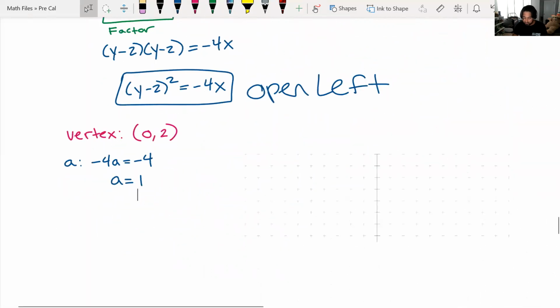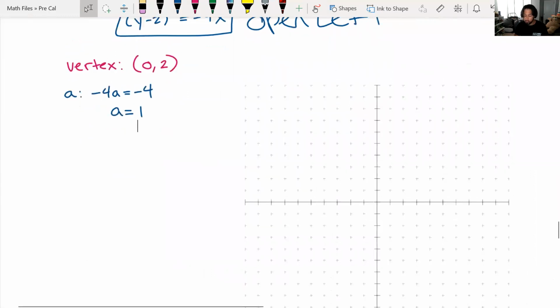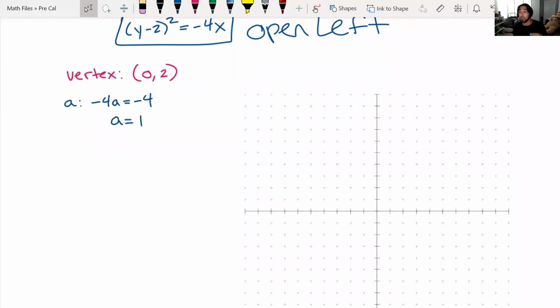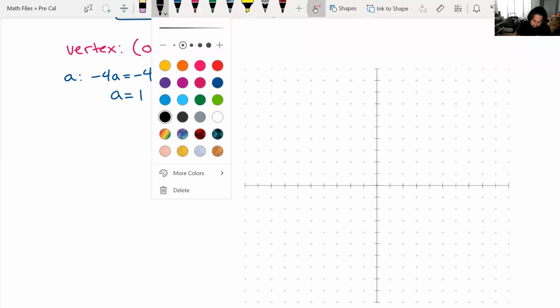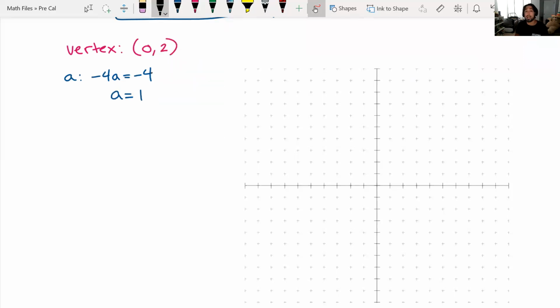So let's piece it together. We can start graphing already. We know that we're going to open to the left, which means once we plot the vertex, the focus is going to be to the left of the vertex. Okay. So let's do that. All right, vertex is at 0, 2. So 0, 2, there's my vertex. And since we open to the left, and my value of a is 1, if we go left 1, there it is, there's my focus.